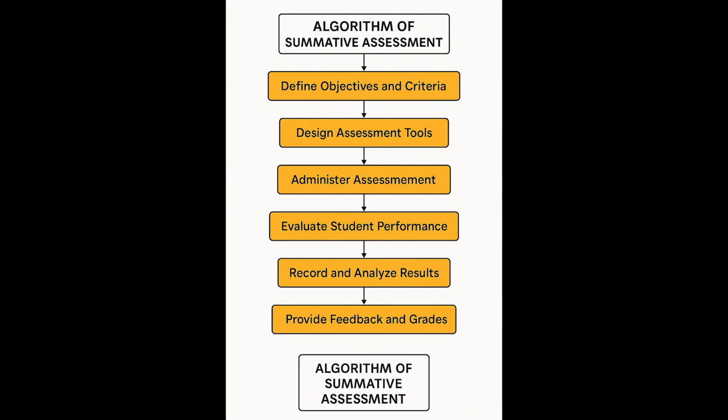The next step is developing assessment criteria. Once the objectives are established, teachers define the specific criteria by which students' work will be judged. These criteria must be measurable, transparent, and consistent for all learners. For example, in writing tasks, criteria might include grammar accuracy, organization, and content relevance. This step ensures objectivity and fairness.